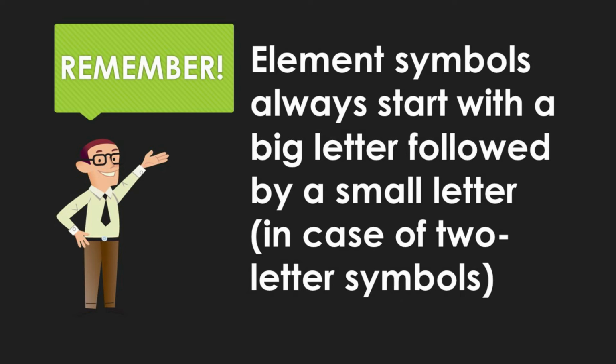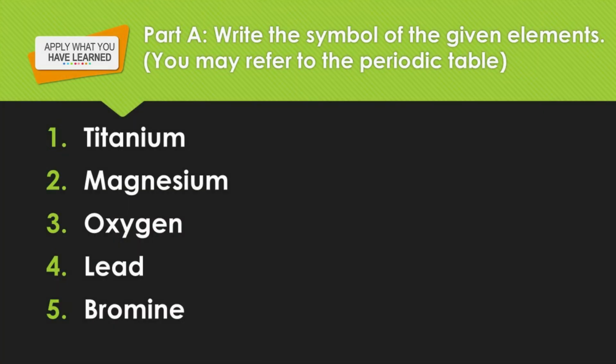Do you understand what elements are and how they are represented? Do you think you can use the periodic table to identify the names and symbols of elements? Let us find out in the succeeding activity. Part A. Directions. Write the symbol of the given elements. You may refer to your periodic table. 1. Titanium. 2. Magnesium. 3. Oxygen. 4. Lead. And 5. Bromine. Write your answers in your notebook and pause the video if you need more time.